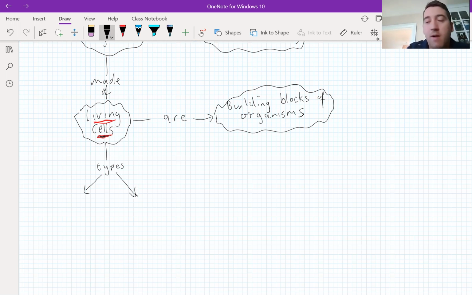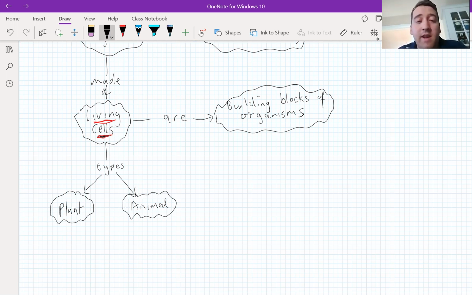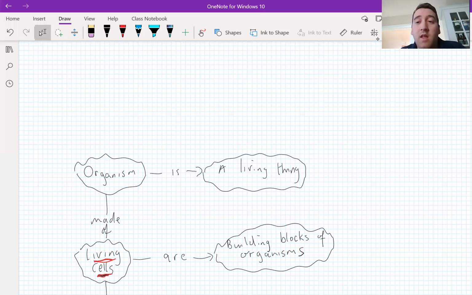We've got plant. So we call them plant cells. And we've got animal. So plant cells and animal cells. These are two different types, two ways of classifying different types of cells. And in a bit, we're going to learn how to draw these. For now, what I want you to do is pause the video and complete the diagram underneath what we've just done. So do that now, pause the video.